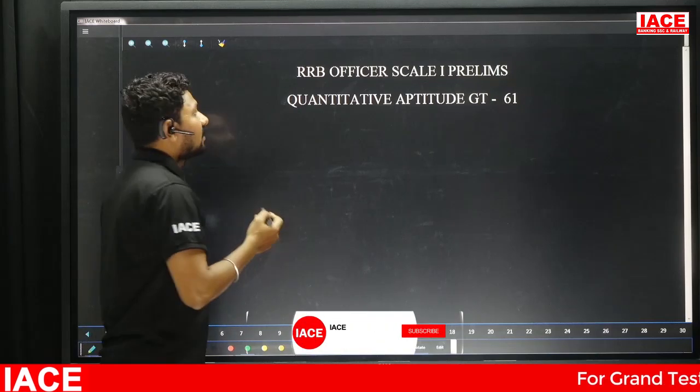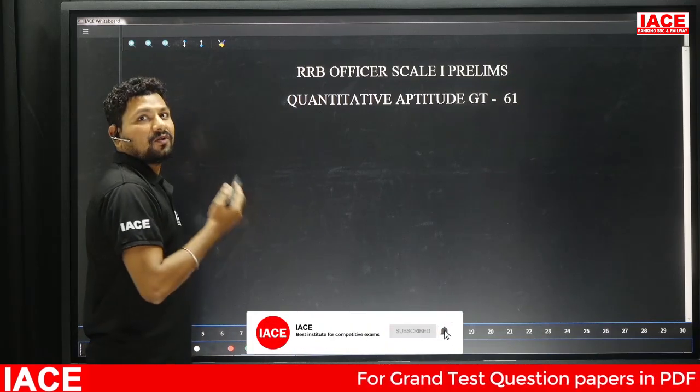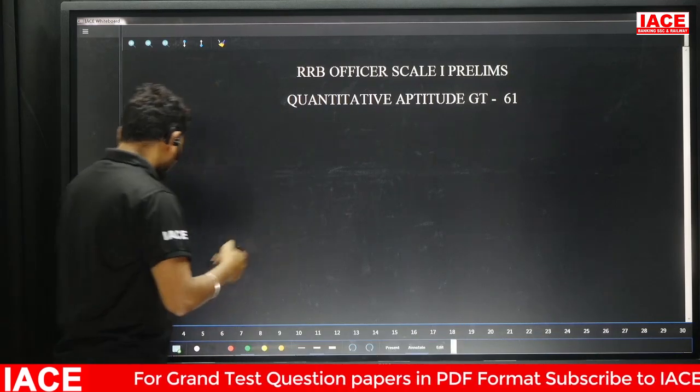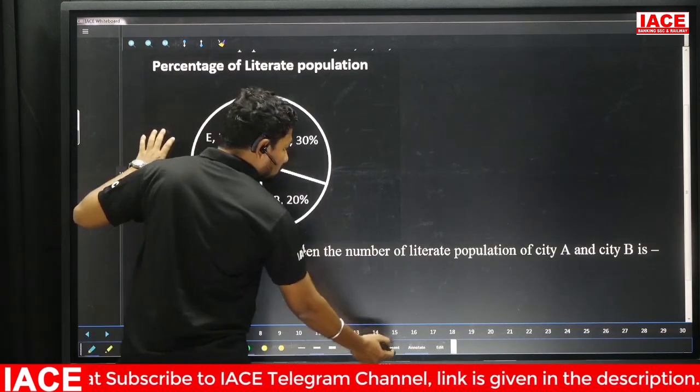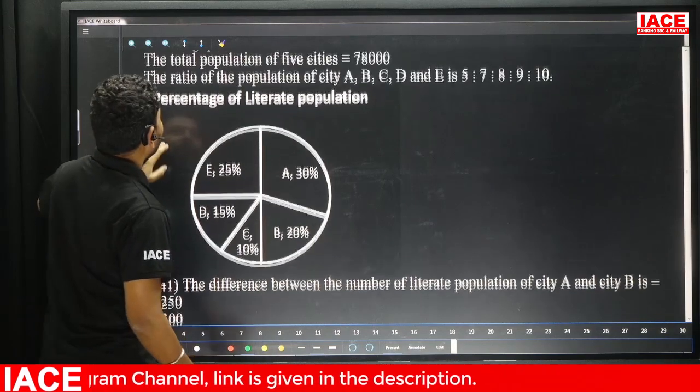Today we are discussing RRB officer scale 1 prelims quantitative aptitude grand test 61. We'll move to the questions directly. Look at the first one. The first one is based on data interpretation, a pie chart.